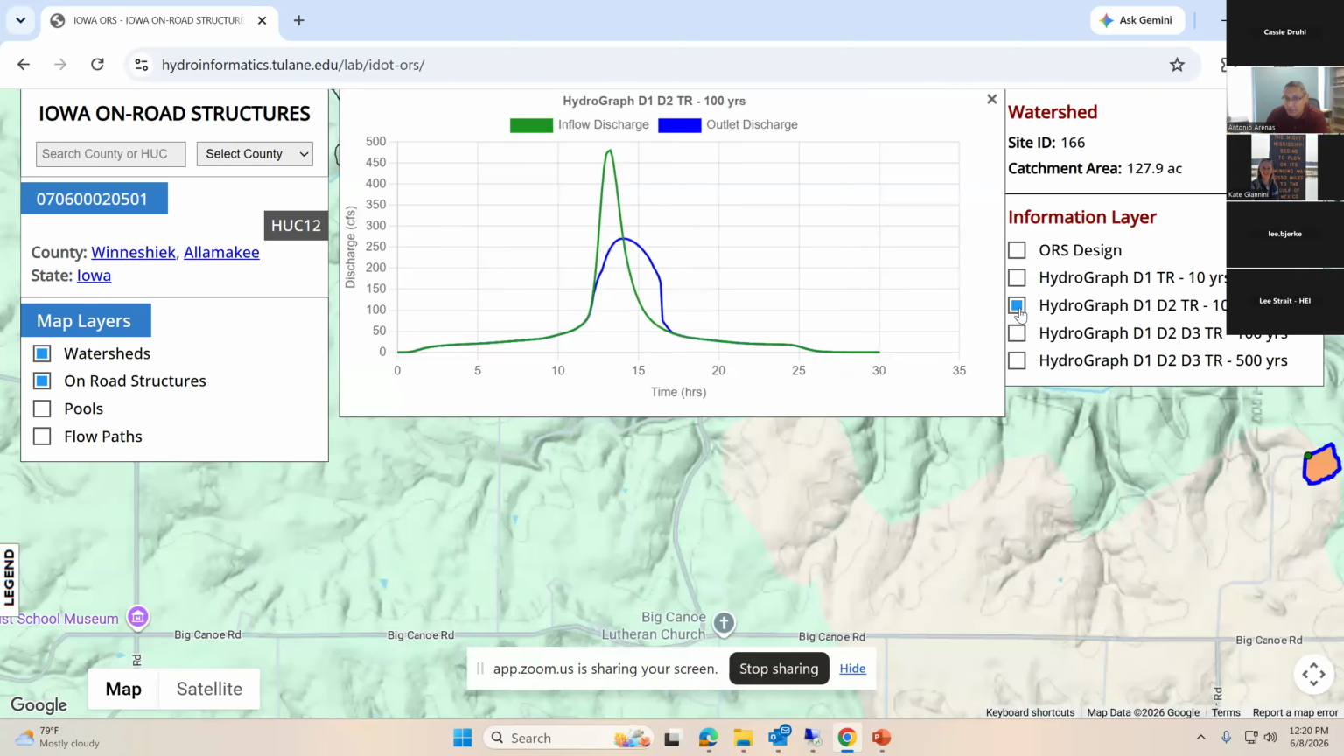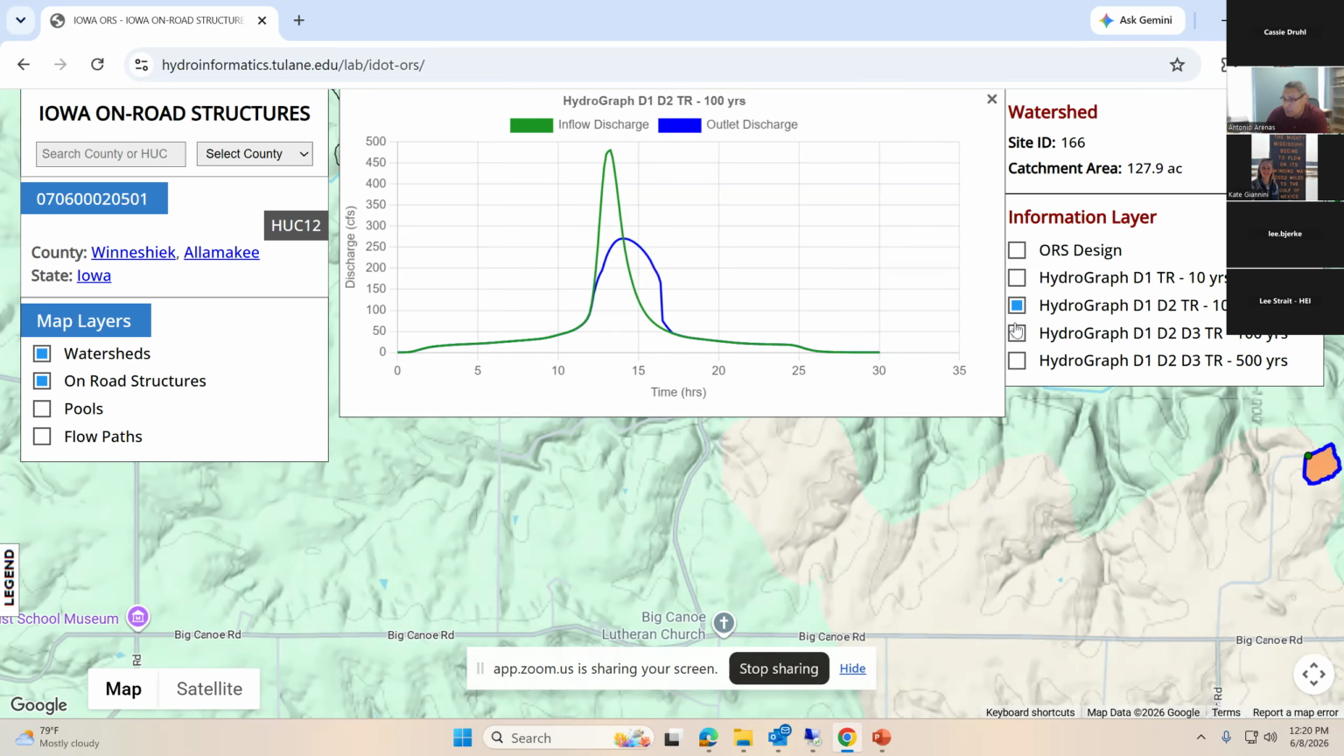So for example, if I click on this, this is the hydrograph. The green will be the flow predicted by our modeling without doing any transformation to on-road structure. In this case, you are looking at results for the 100-year flood. And the blue line here shows the hydrograph predicted by the model if that particular culvert where I clicked were to be transformed into an on-road structure.